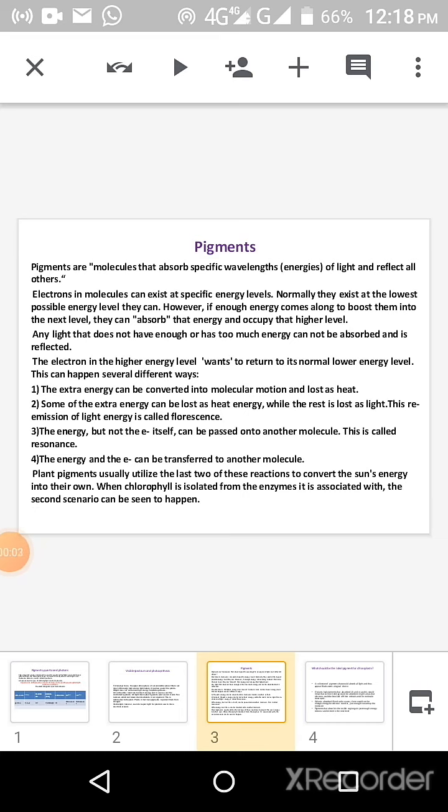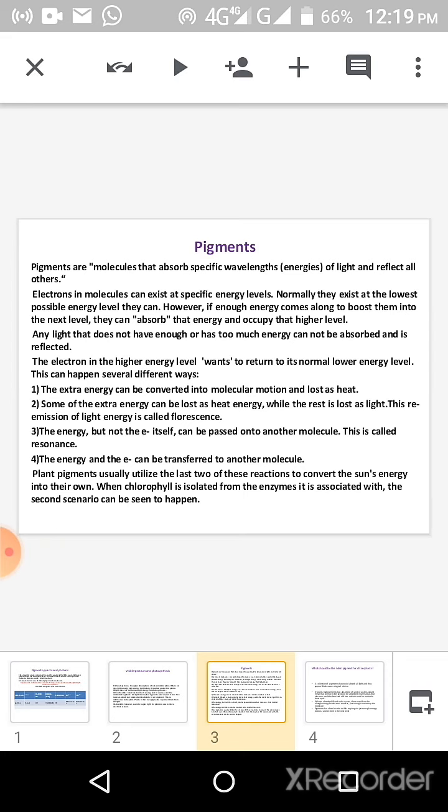Pigments are molecules that absorb specific wavelengths, that is specific energies of light, and reflect all others. Electrons in a molecule can exist at specific energy levels. So that means electrons within these pigments also can exist at specific energy levels. Normally they exist at the lowest possible energy level that they can reach. However, if enough energy comes along to boost them into the next level, they can absorb it. They can absorb that energy and occupy a higher level.